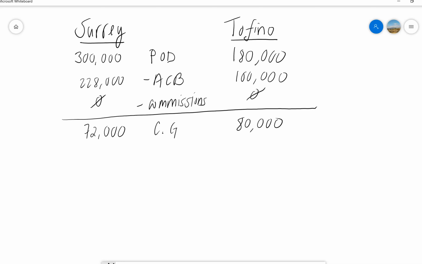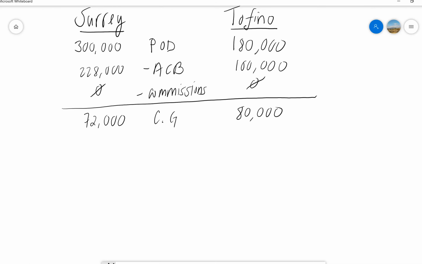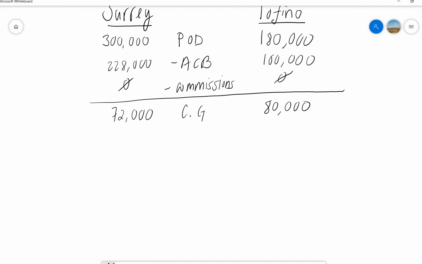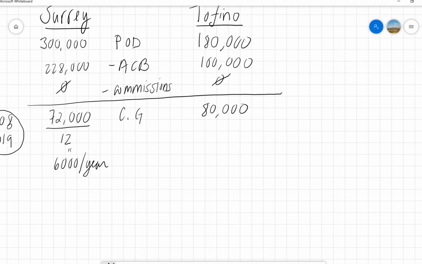Now, what we need to do next is figure out what is the capital gain per year of ownership. Let's start with the Surrey property first. We know that the Surrey property was purchased in 2008 and it was sold in 2019. And so once again, we have to include 2008 and also 2019. So that equals 12 years. So we're going to divide this by 12, and that's going to give us a capital gain of $6,000 per year. Now we can do the same for the Tofino property.